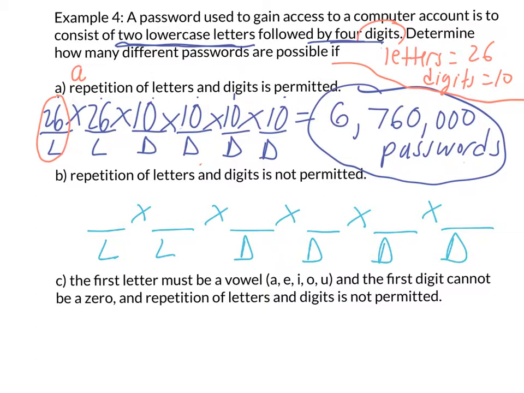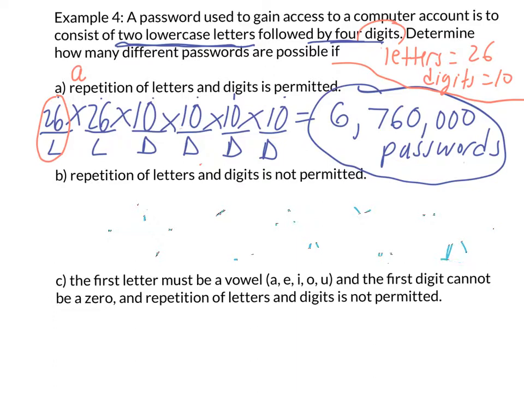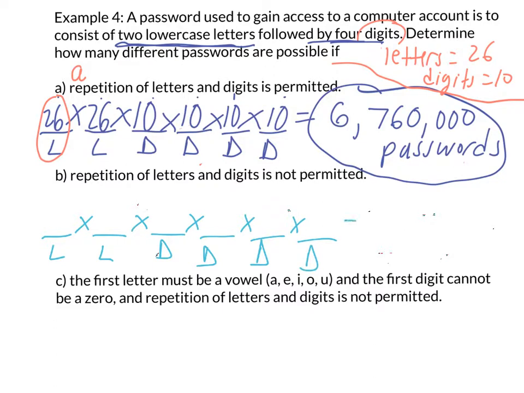In fact, let me move this over actually. Let me draw this smaller because I'm not going to have any room with my big old handwriting here to write the final answer. Okay, trying this again. There we go. Letter times a second letter times a digit times the second digit times the third times the fourth. There we go.